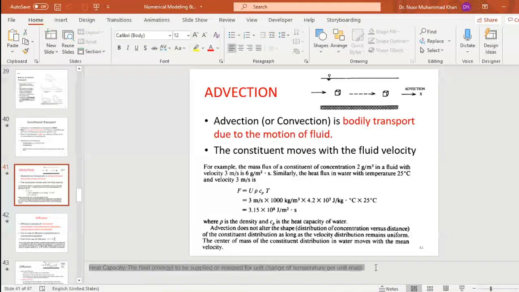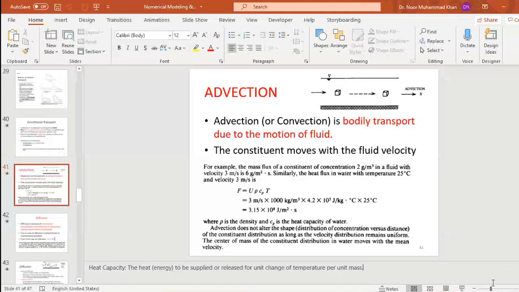So in this same lecture the definition is written below: heat capacity, which is represented by Cp, hopefully you are seeing it, is the energy to be supplied or released for a unit change of temperature per unit mass. Energy supplied, if we want to increase the temperature then energy is required or supplied. If we want to reduce the temperature, then energy is released by that water, per unit mass of that water or body, per degree centigrade. So for water, Cp is said to be 4.2 kilojoules or 4200 joules per kg per degree centigrade.